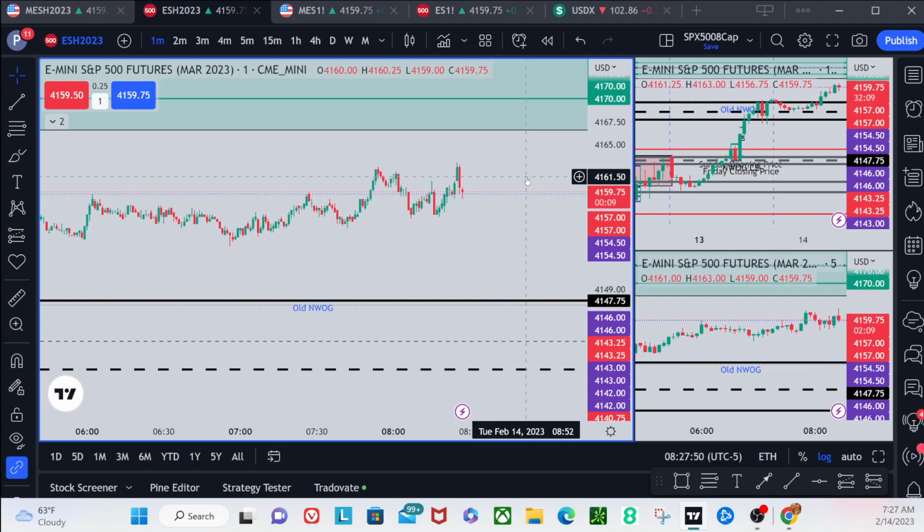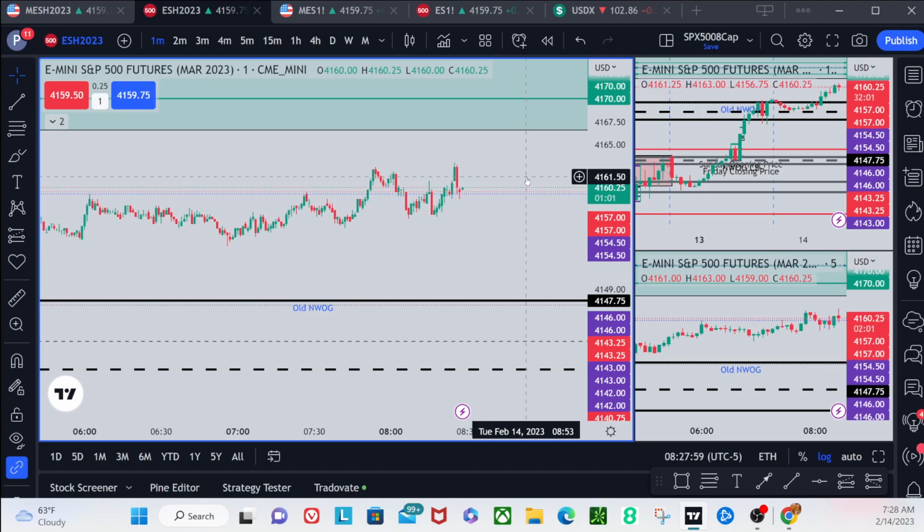Right here. Then we come back down again, hit it, consolidate around the high end of the new week opening gap from the previous week, rallies, there's your displacement, comes back down, fair value gap, order block, old high of new week opening gap, and then we have all this movement higher. So I'm watching to see if we get that run.